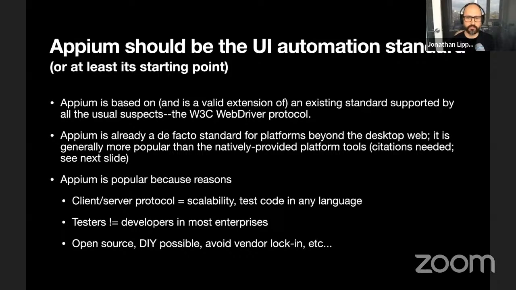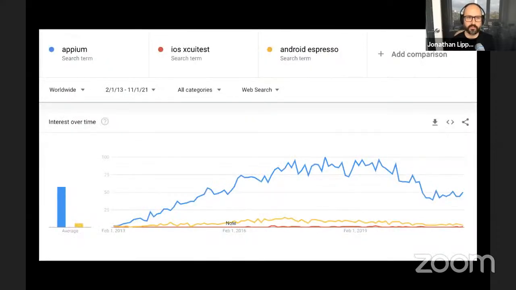In fact, Appium, I believe, is quite a bit more popular than the natively provided platform tools. I don't have a lot of data to support that. I do have this fun graph of Google Trends interest in Appium, where you can see that despite a dip recently, which I'm assuming is just going to keep going back up.